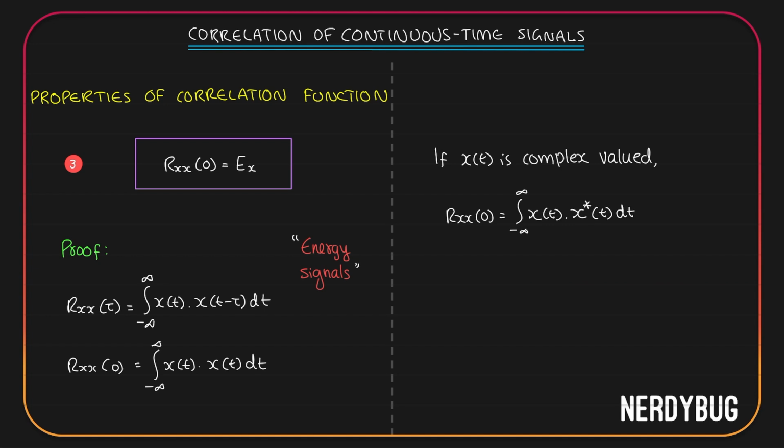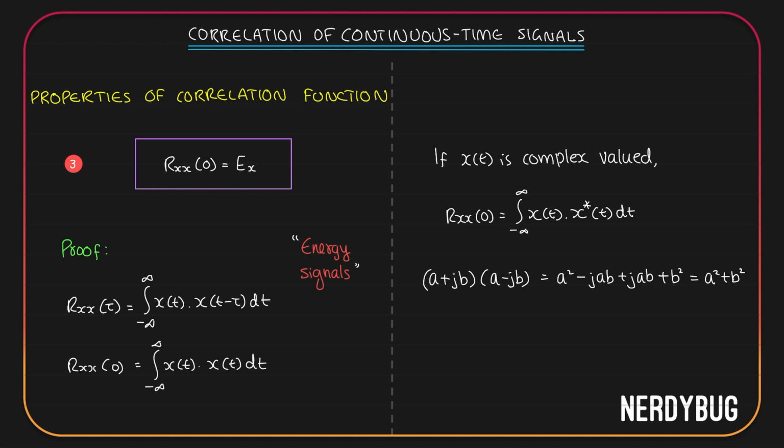But what is the product of x of t and x conjugate of t? Let's take an example. Let's say we have a plus jb. Its conjugate is a minus jb. I am taking the product. I will get a square minus jab plus jab plus b square. So this is simply a square plus b square.